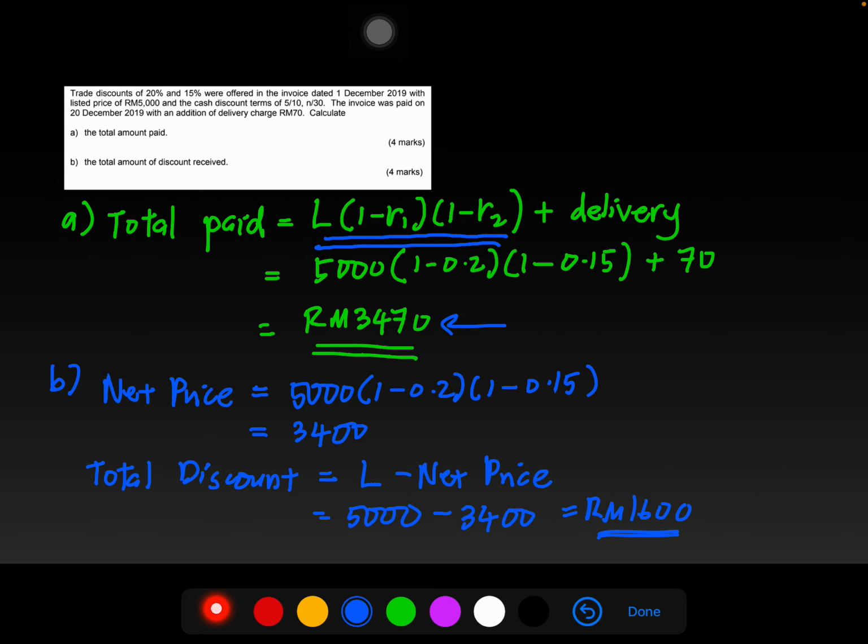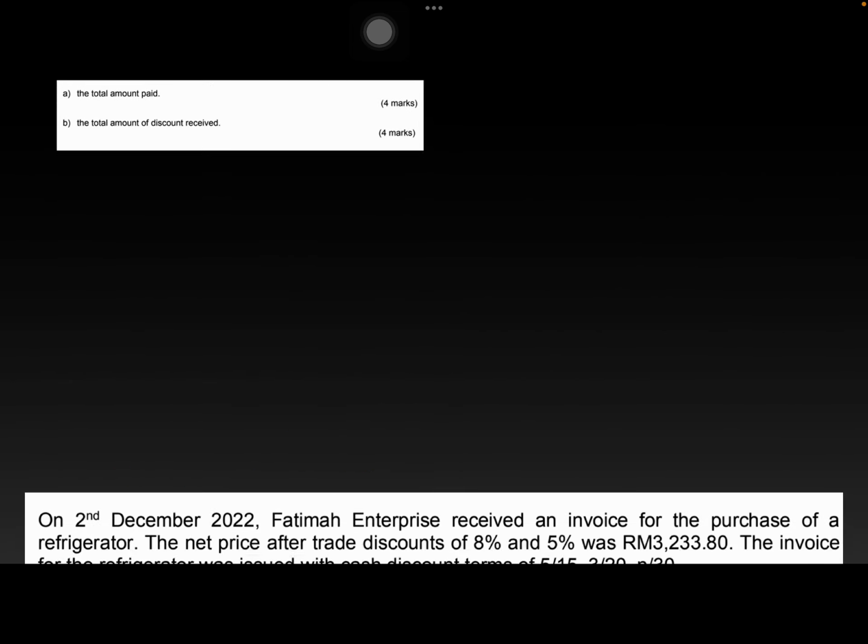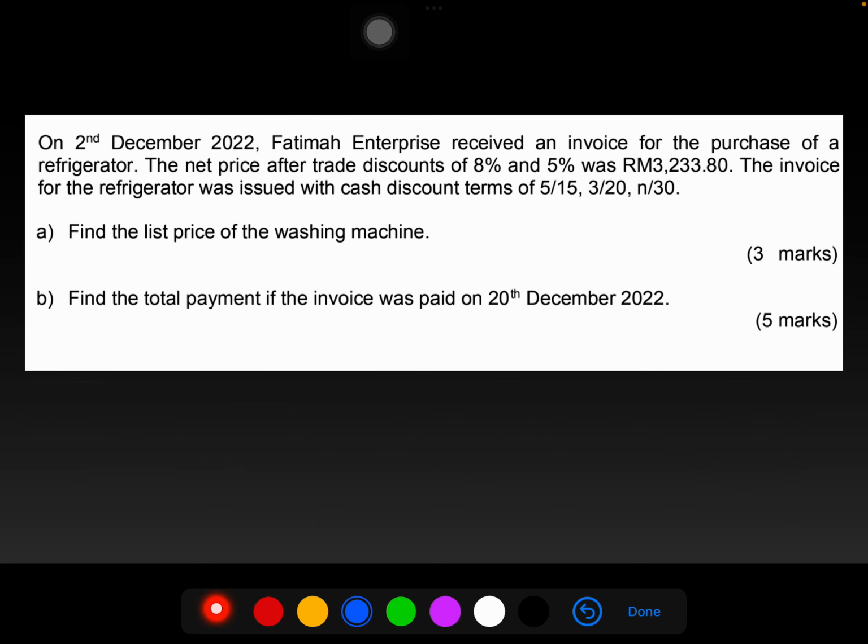All right. So for practice, please do the following exercise. Okay, on this question. Okay, Fatimah Enterprise received an invoice for the purchase of a refrigerator on 2nd of December. Okay, net price after trade discounts of 8% and 5% was 3,233.80 ringgit. That's the net price. Okay, the invoice for the refrigerator was issued with a cash discount term of 5/15, 3/20, n/30.